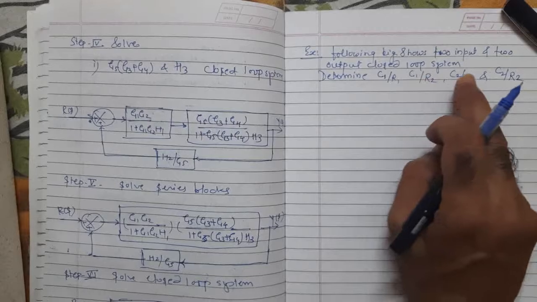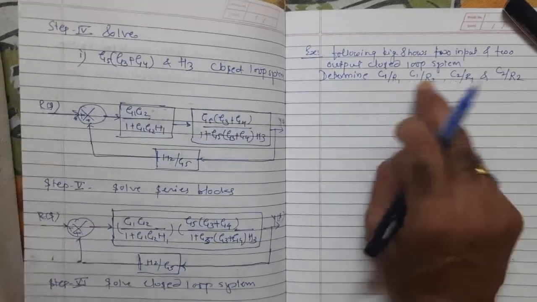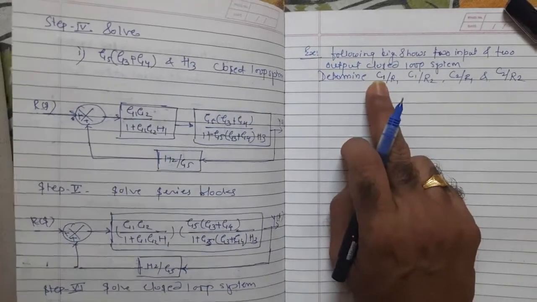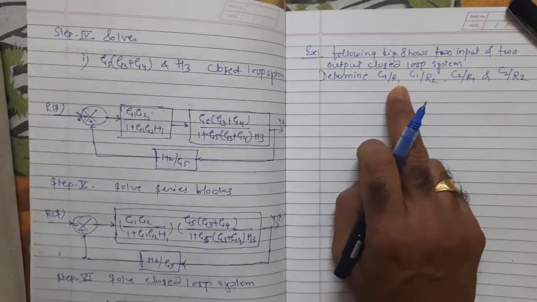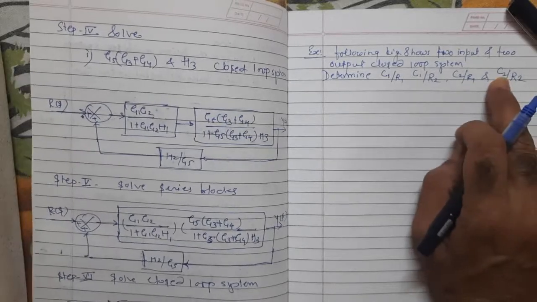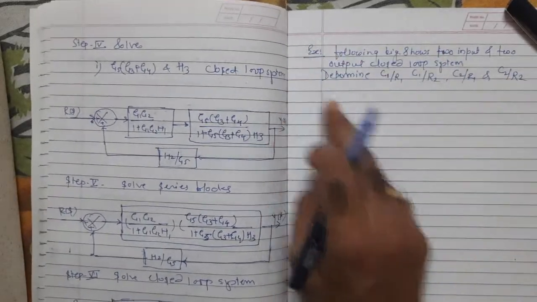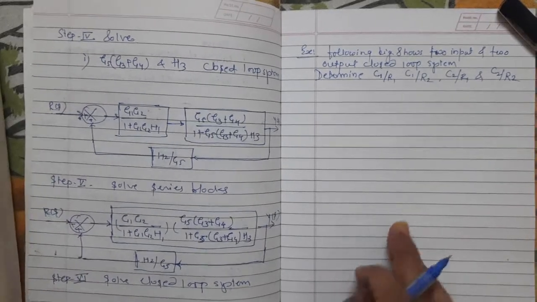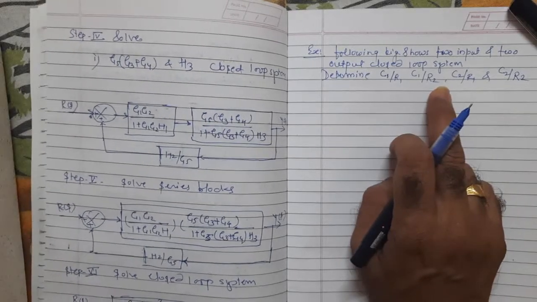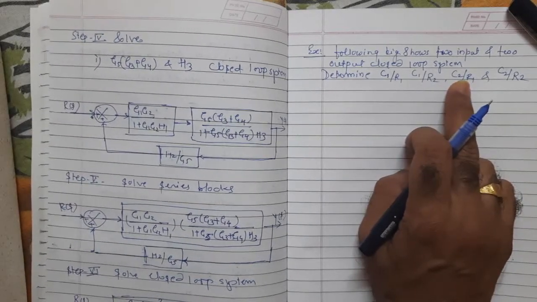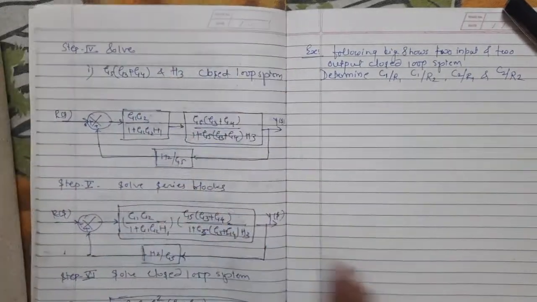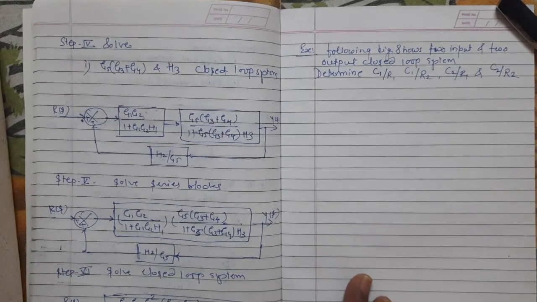Now see here, C1 and C2 are the two outputs and R1 and R2 are the two inputs. So we have to find out first output divided by first input, first output divided by second input, second output divided by first input and second output divided by second input. So these four combinations we have to determine. So this is the transfer function between the first output and first input, first output and second input, second output and first input, and second output and second input. So this is the statement.